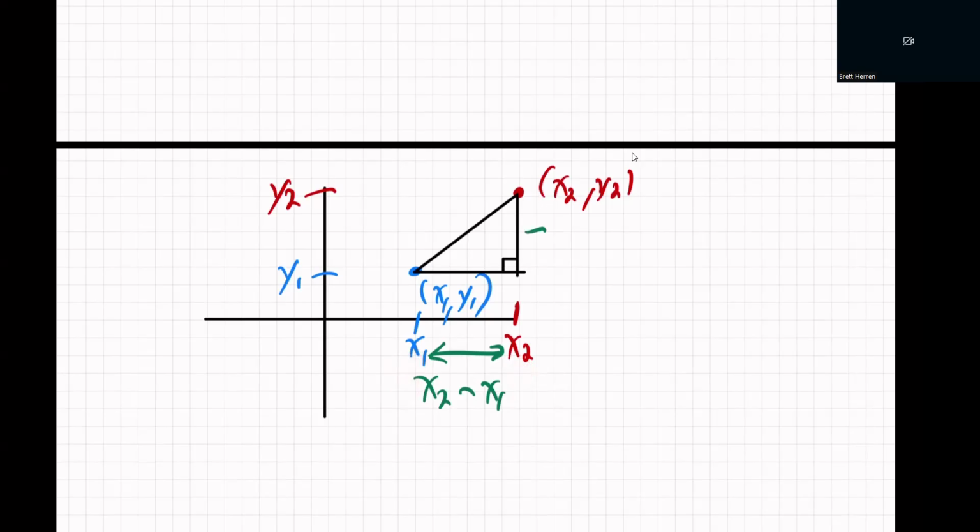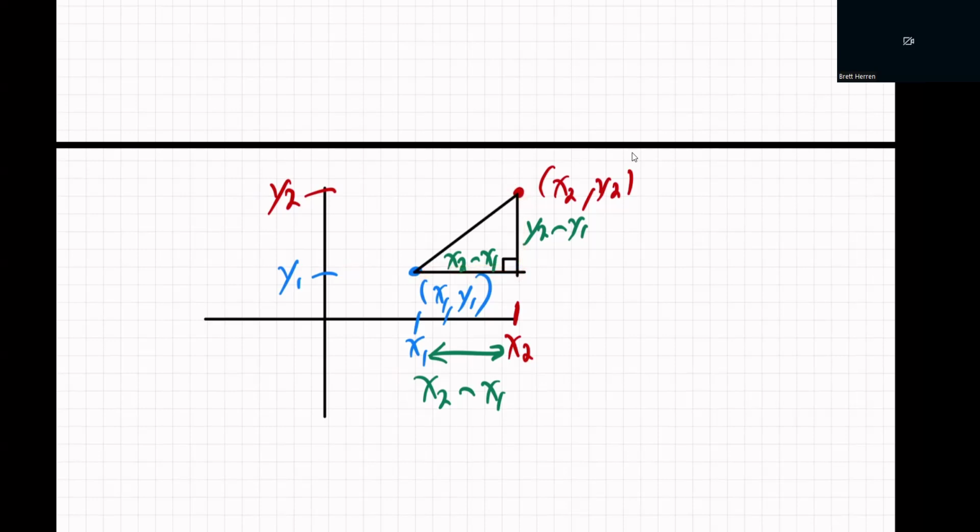And then this distance right here, the height of this side. Let me put that right here. This is x2 minus x1. And this other side right here is y2 minus y1, right? Because of how high up this one is and how high up that one is. Again, if this was 8 and this is 3, the difference between them is 5. So this side is y2 minus y1. This side is x2 minus x1.